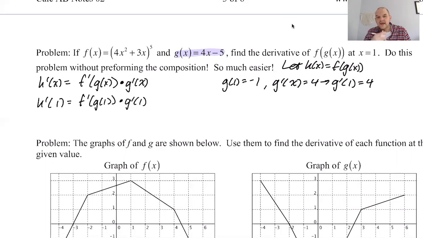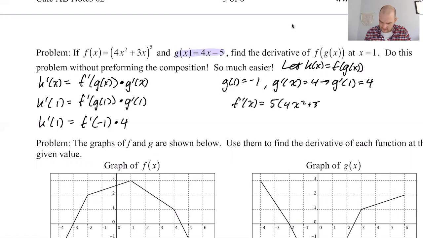So now h prime of 1 is f prime of g of 1, which we found was negative 1, times 4. Well, now I need to find f prime of negative 1. To do that, I'm going to need f prime of x. So f prime of x is, bring the 5 down, 4x squared plus 3x to the fourth times the derivative, which is 8x plus 3.